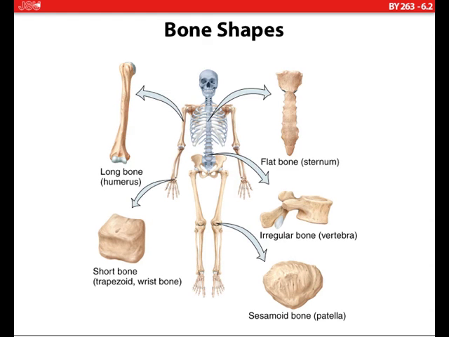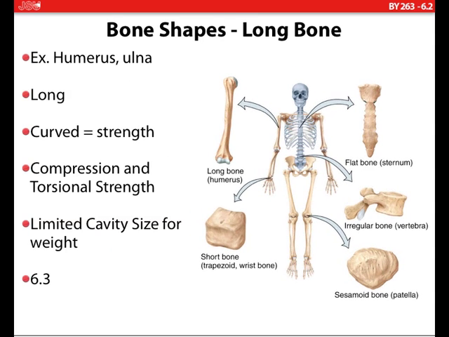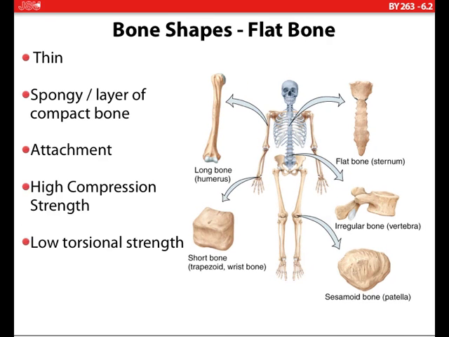Know the shapes of bones by visual or by verbal description. We talked about long bones. How are they strong? They have good compressive strength. They have good torsional strength. You can twist them side to side, push up and down, whatever. Good strength. But they don't have a lot of area inside them.